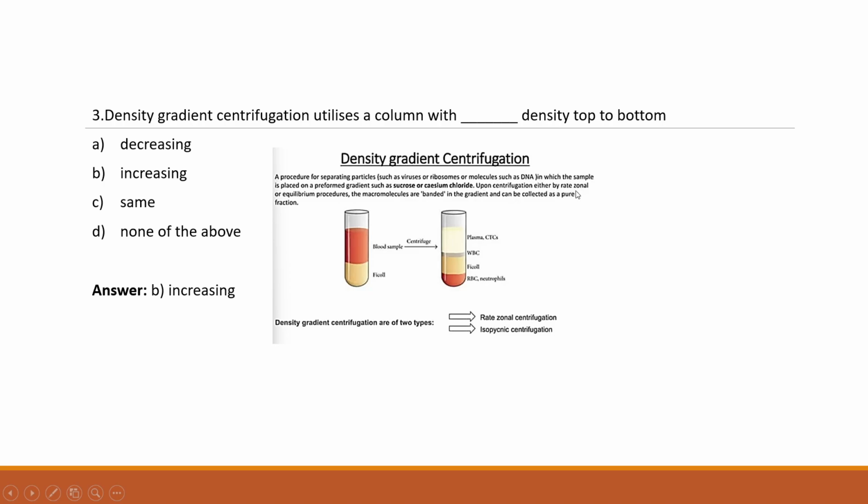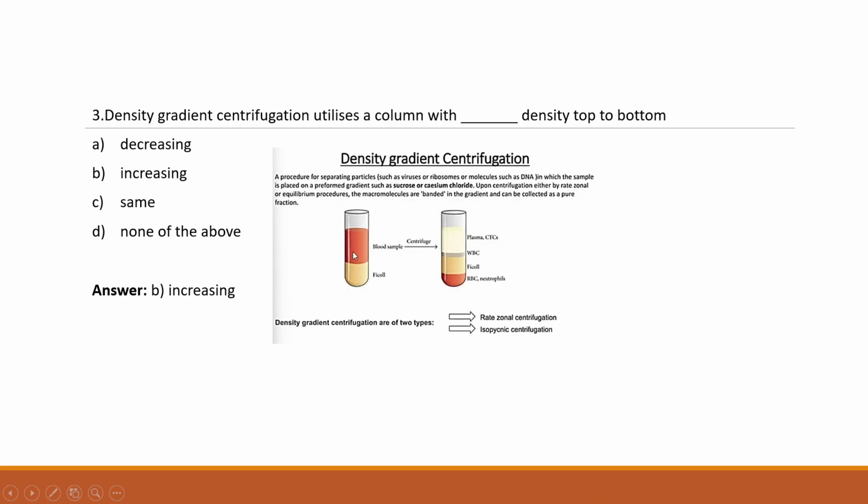Upon centrifugation, either by rate zonal or equilibrium procedures, the macromolecules are banded, that is, in different layers. Like I said, they will settle at different layers. That is called banded in the gradient according to its density. And then they can be collected as a pure fraction by taking up only that band from the entire gradient.